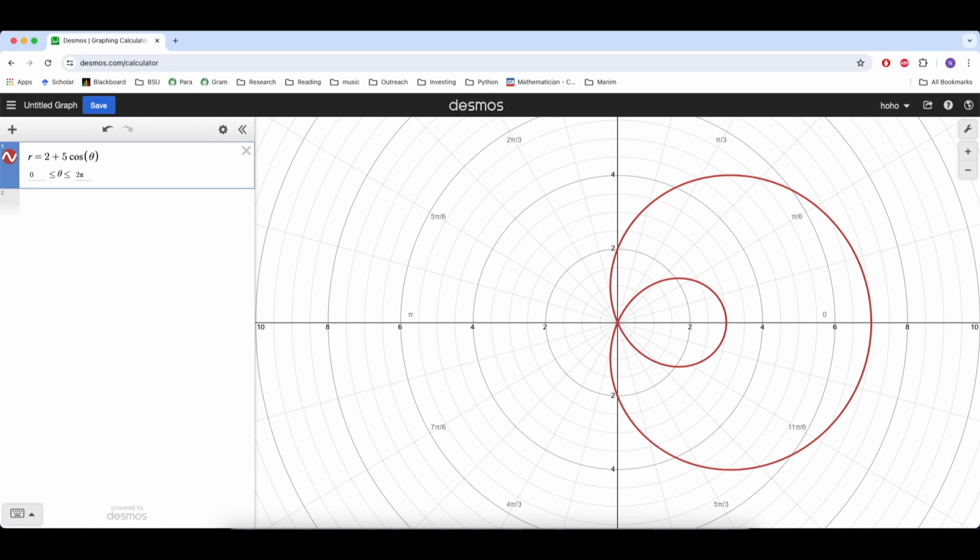Okay, so that's it for the graph of polar curves. Very straightforward. Instead of doing everything by hand, there are some tools at this point in our lifetime to actually plot out polar curves. That's it for me. Let me know if you have any questions. Thank you.